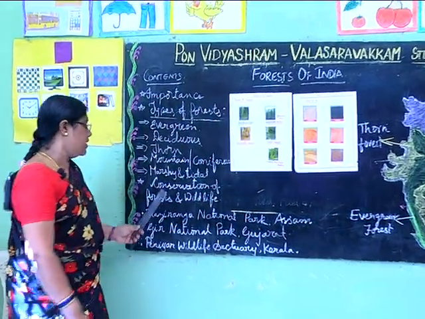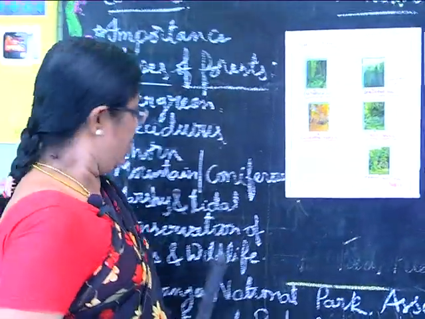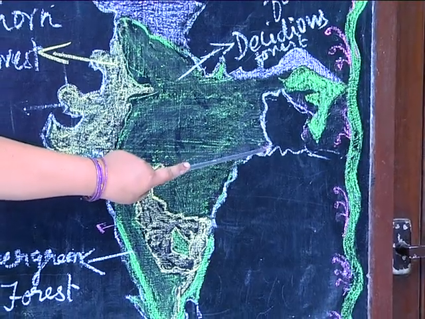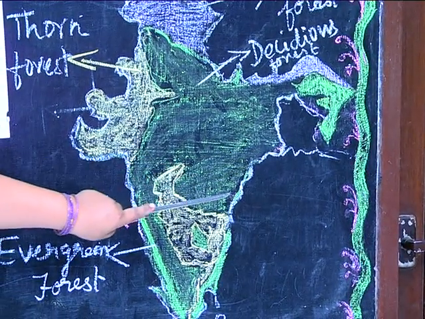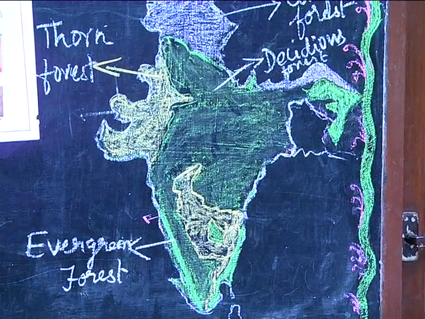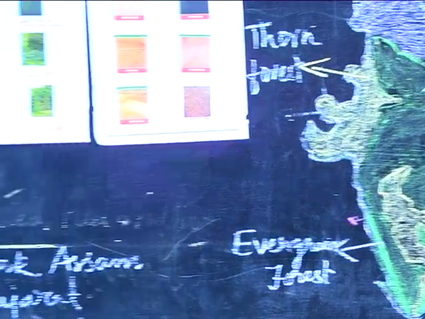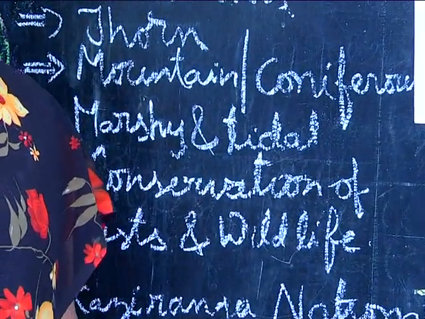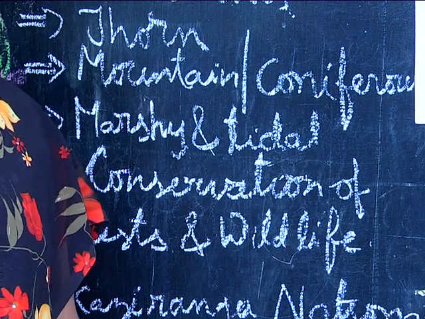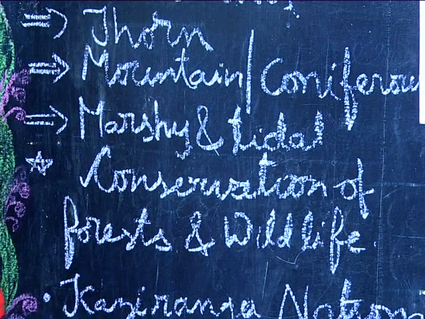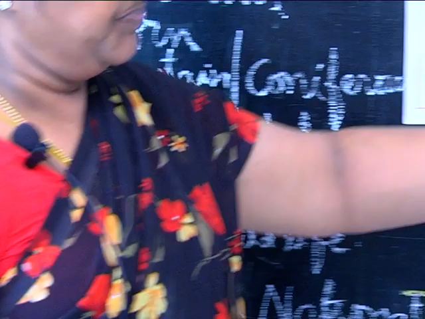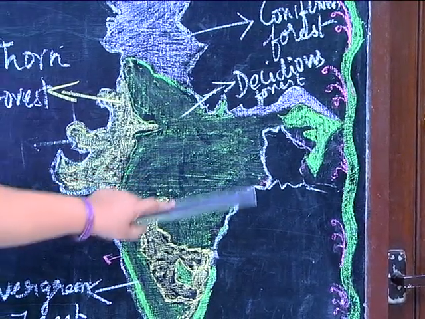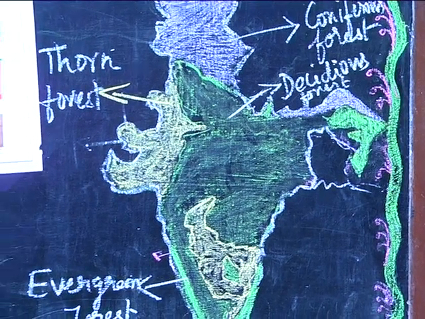Then coming to marshy and tidal forest. What is marshy and tidal forest? These forests are found in the deltaic region of West Bengal, and wherever the river empties into the ocean, you find these marshy tidal forests. These forests are basically saline in nature, and coconut trees and sundari trees grow in this region. The famous wildlife region here in West Bengal is the Tiger Reserve in Sundarbans.